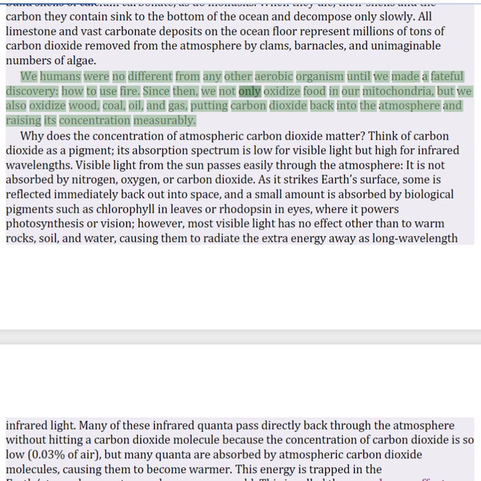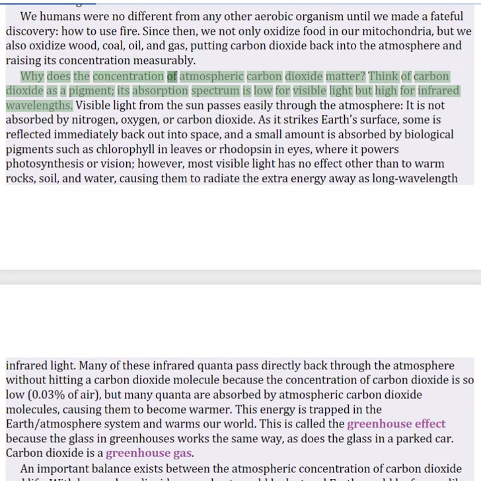Since then, we not only oxidize food in our mitochondria, but we also oxidize wood, coal, oil, and gas, putting carbon dioxide back into the atmosphere and raising its concentration measurably. Why does the concentration of atmospheric carbon dioxide matter? Think of carbon dioxide as a pigment.